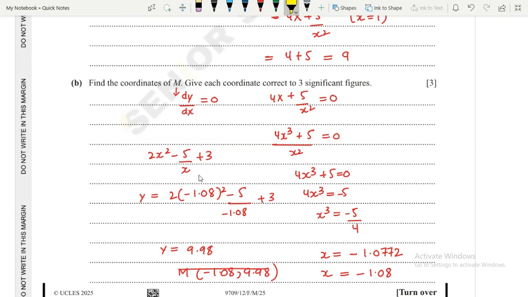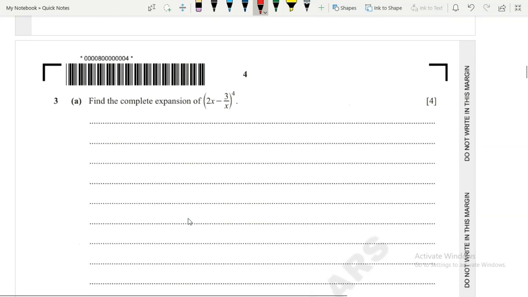So this will be, let me just highlight this. Okay, so this will be your answer for this part. Let's just move on to question number 3.